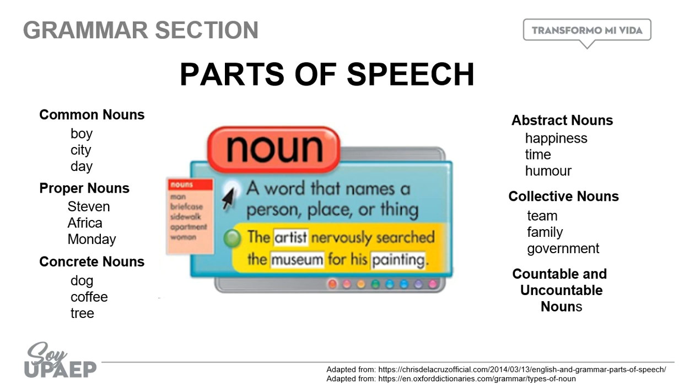Countable nouns, for example, computer. Uncountable nouns, for example, water. If you notice, computer has a plural, computers. That is what makes it countable. You can count computers. Water, on the other hand, cannot be counted. That's why it is an uncountable noun. So, if you notice in the sentence, the artist nervously searched the museum for his painting, you have 3 nouns.